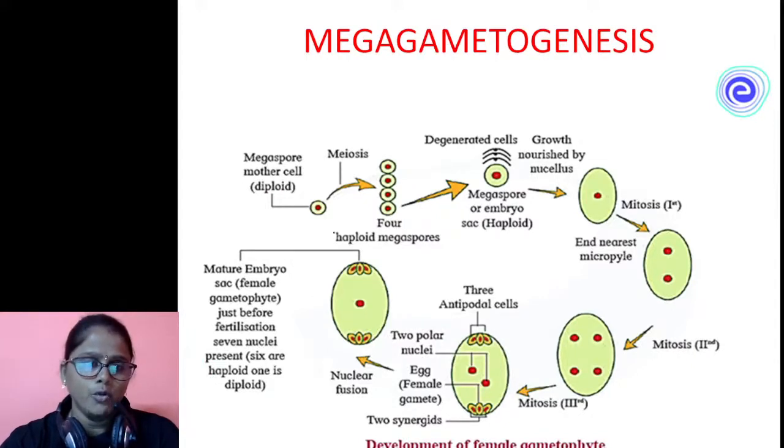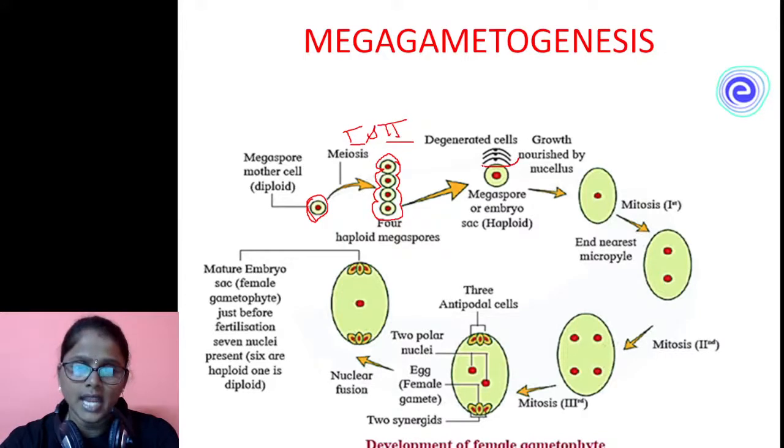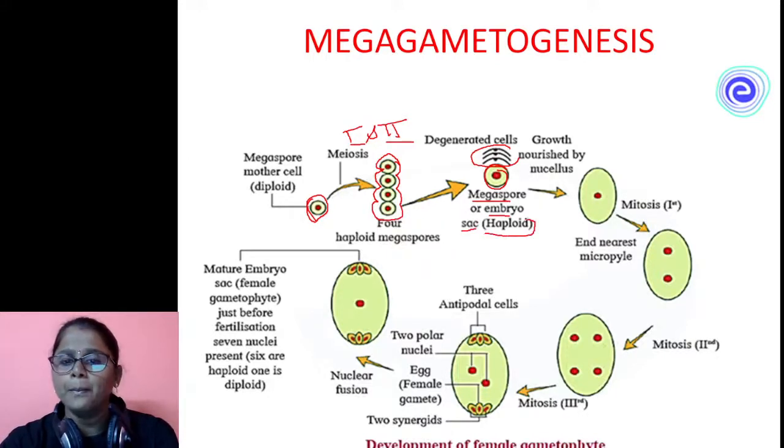So I told you only one megaspore becomes functional. This is called the megaspore mother cell. First meiotic cell division and second meiotic cell division. ரெண்டு செல் டிவிஷன் நடந்து முடியும் போது 4 megaspores are formed, tetrads. So they are arranged in a linear fashion. Okay, out of the 4, 3 get degenerated, only one remains, and this megaspore or embryo sac is haploid in nature. And they go for the first mitosis and they are forming 2 nuclei.